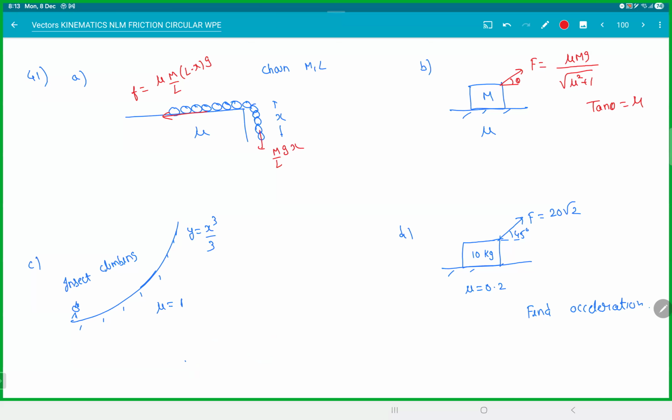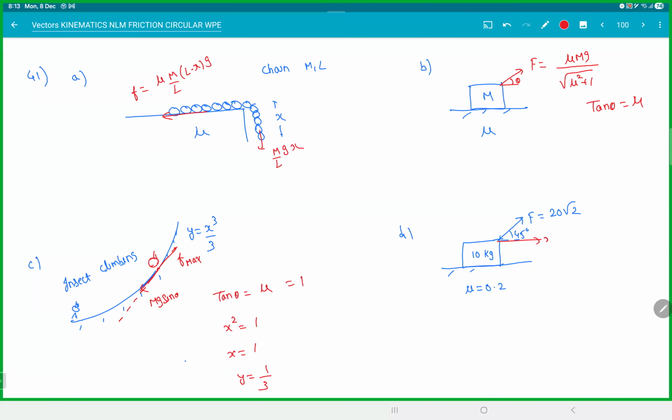What about this thing? Again, same thing. The insect can climb up to angle of repose. At this point here, your mg sine theta and friction become equal. After that, you start slipping. So we get tan theta is equal to mu, which is given as 1, and tan theta will be x square. X is equal to 1, y is equal to 1 by 3. So maximum height you can go is 1/3 of a meter.